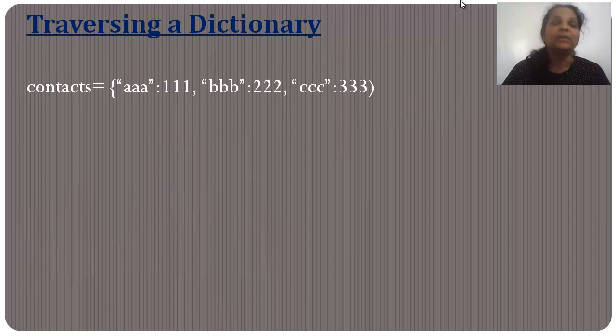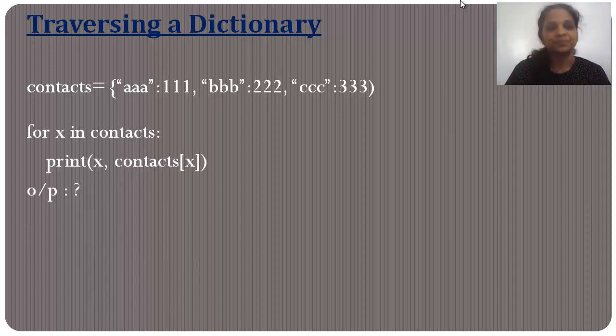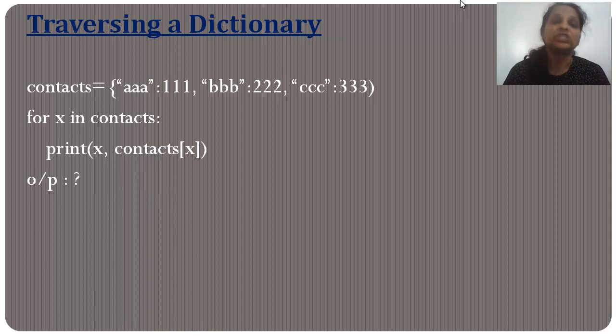Okay, now coming to how do I traverse through a dictionary, or how do I move through a dictionary? Same for loop that we use with the string, the list and the tuple I am going to use, but with a slight change here. Let's assume this is the dictionary I have. The first key is AAA with value 111. Next BBB with value 222. Next CCC with value 333.